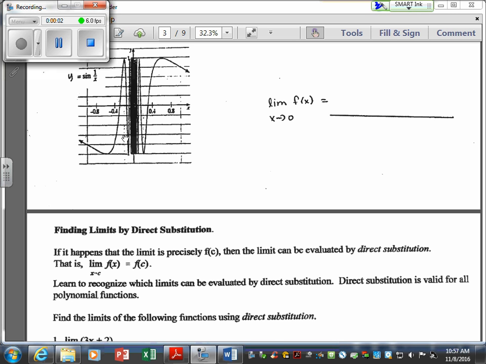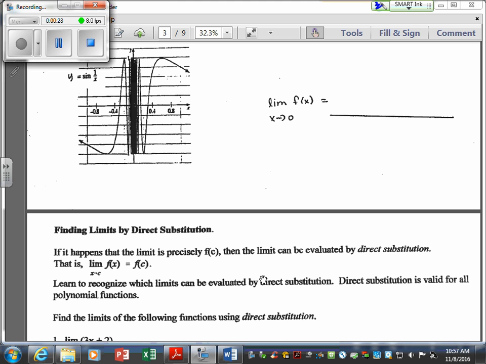Okay, now that we have an understanding of the idea of the limit of a function, now we're going to talk about a method of finding a limit by direct substitution. So if you have the limit of f of x as x approaches c, it's also equivalent to the function evaluated at c. Most oftentimes when we're given a limit, we always try direct substitution first because it's the easiest method, and if it works, we're really happy.